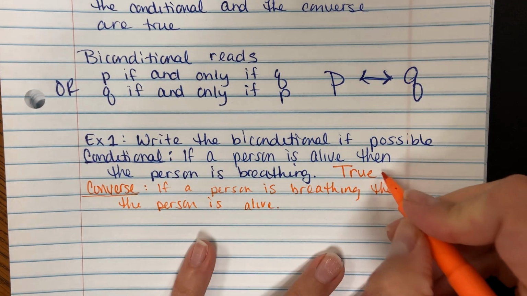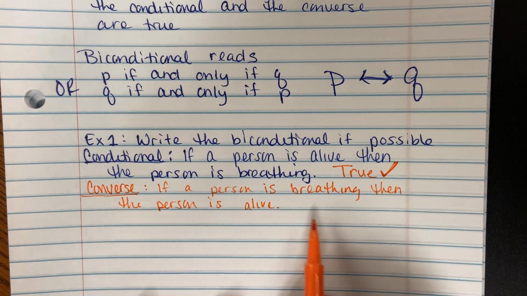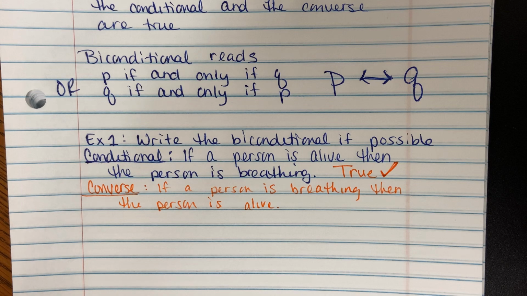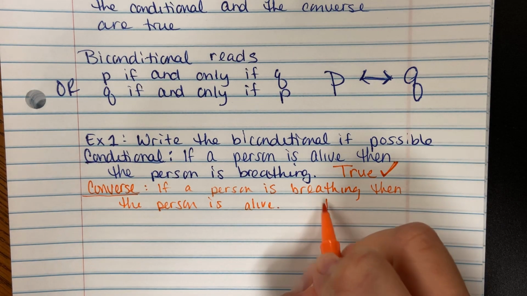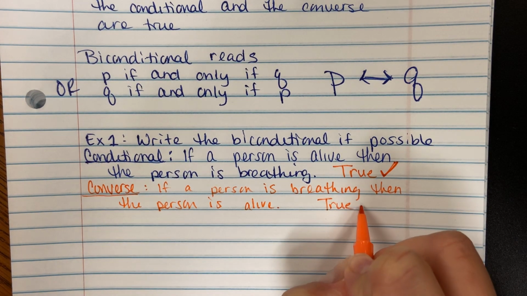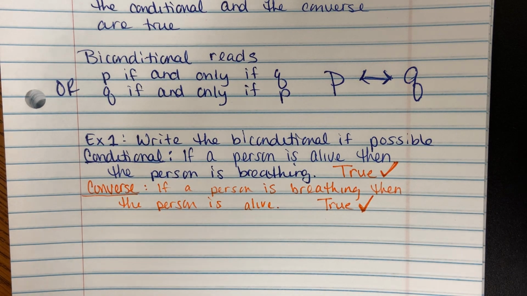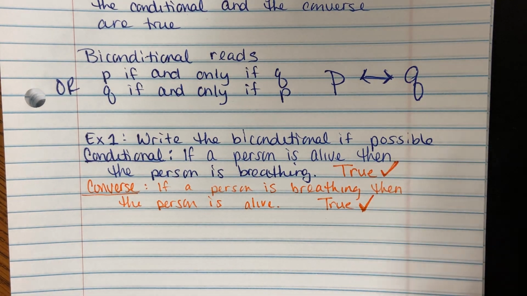And so this one was true. Is this one true? If a person is breathing, are they alive? Yes, it is true. And you're like, well, Miss, what if they're on a ventilator? Well, whatever, they're still alive. They're technically alive. So they're both true. Don't overthink these either. That's where you might get mixed up. That's where you can tend to mess up if you try to overthink this.